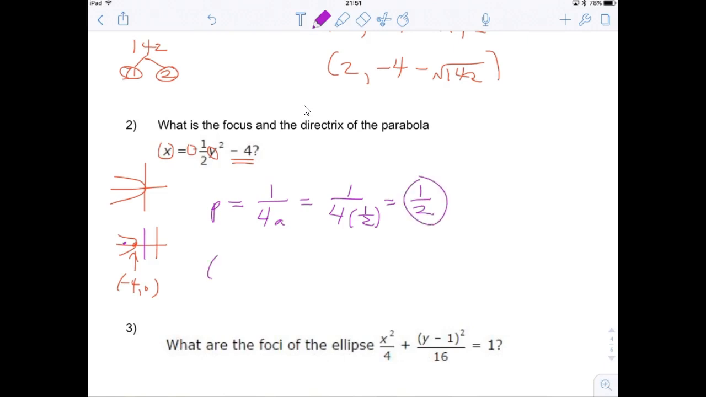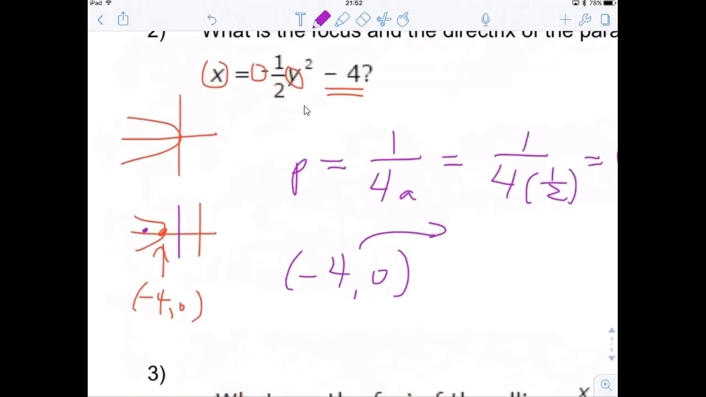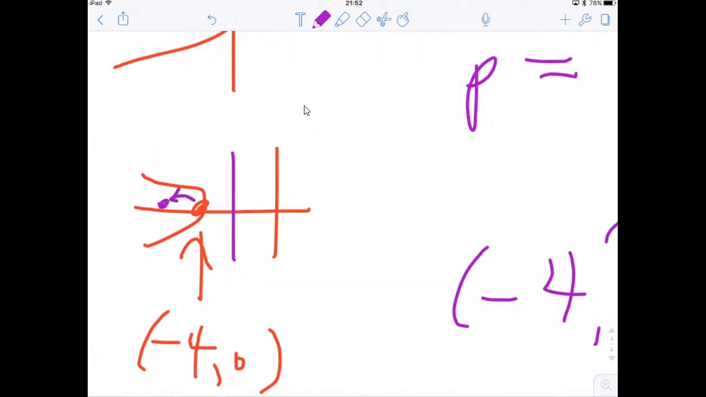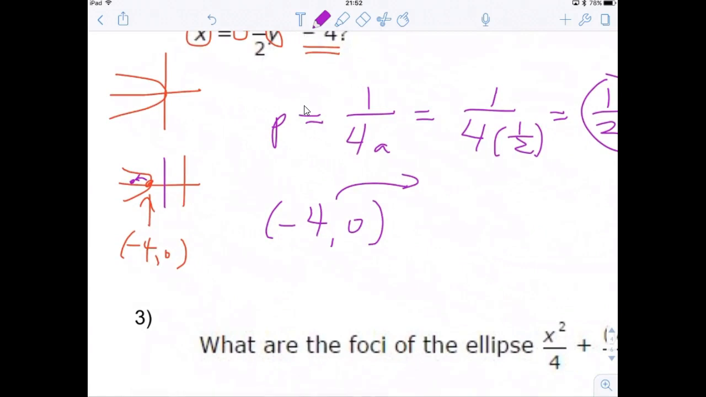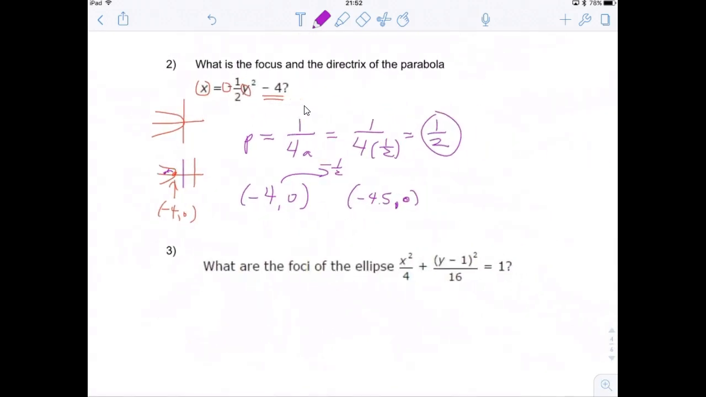So I'm going to take the vertex, and then I'm going to add to the x coordinate the p value, or subtract the p value. In this case, I want to subtract, right? Because the focus is 1/2 to the left of negative 4, 0. So I'm going to subtract 1/2, and I'm going to get negative 4.5, 0. Right? Okay, that's my answer.